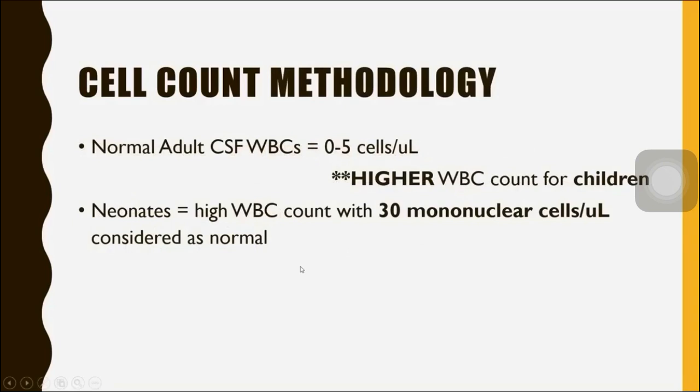So normally, ang adult natin contains 0 to 5 WBCs per UL. So usually, of course, children, mas mataas yung WBC. It may be even up to 30 mononuclear cells per UL. So still, kahit 30 mononuclear cells na siya, it is still considered as a normal count.